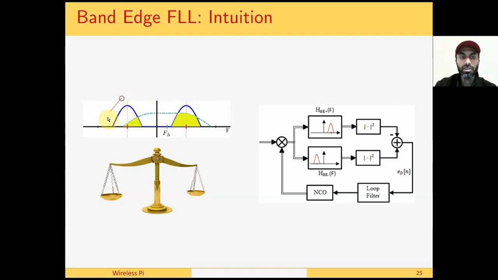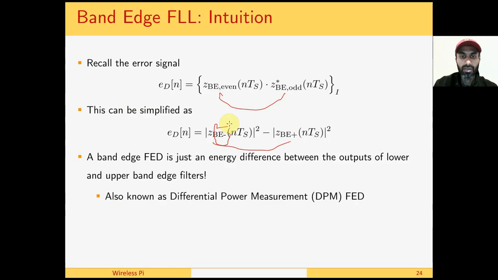If you take the energy out of this and subtract the energy out of this filter, we get a measure of our carrier frequency offset. And this makes sense as well. This is the spectrum of an incoming signal. If it is tilted towards the right, the energy from this filter will be larger and energy from here will be smaller, and vice versa. This expression makes intuitive sense, that we have to subtract the energy out of the upper band edge filter from the lower band edge filter.